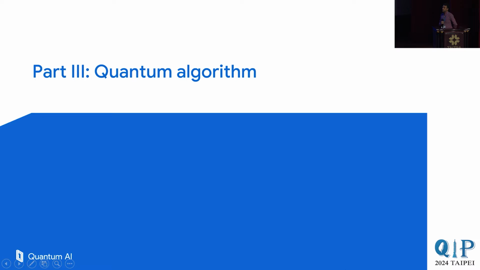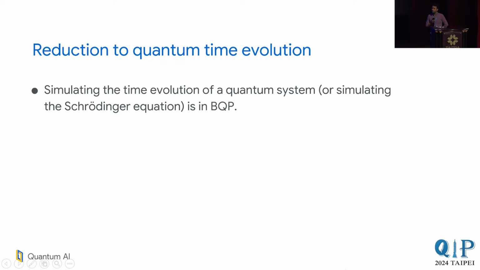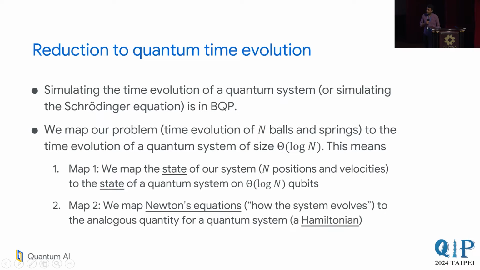Okay. So let me tell you quickly about how our quantum algorithm works. Whenever you see an exponential speedup, you should think about where the exponential speedup is coming from, and our exponential speedup is coming from a reduction to Hamiltonian simulation, or quantum time evolution, which is a known exponential speedup. So we know that this problem can be solved on a quantum computer exponentially fast. And so how do we take our problem and reduce it to this quantum time evolution problem?